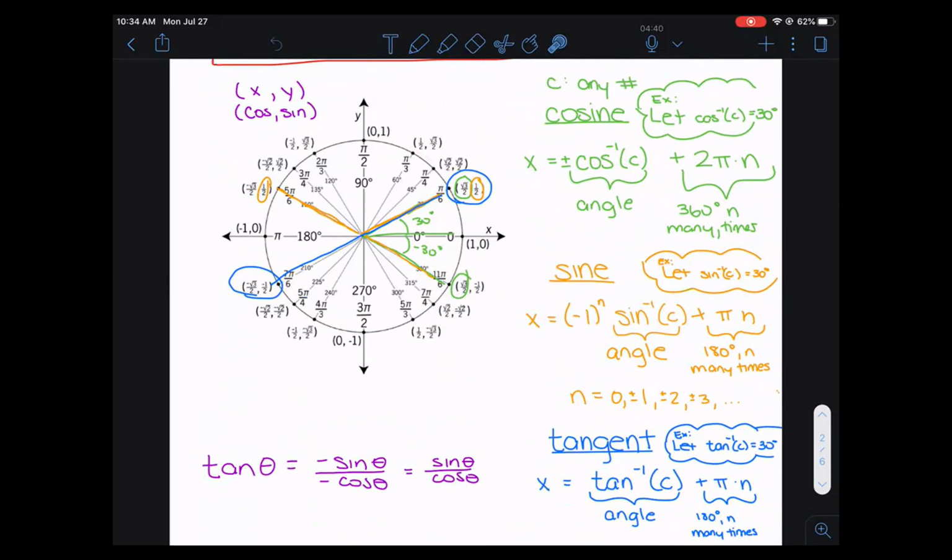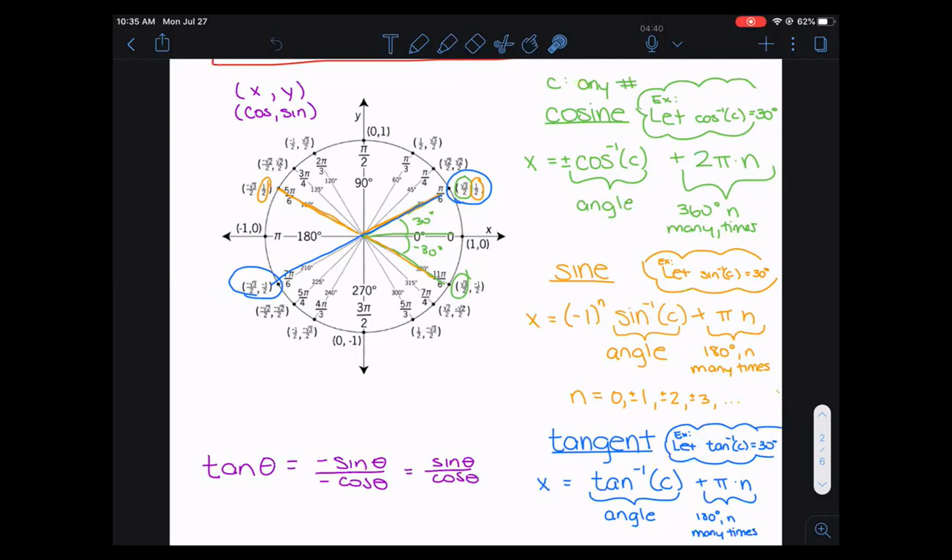And then tangent is exactly similar, but remember that tangent is actually negative sine over negative cosine. And negative sine over negative cosine is the same thing as sine over cosine. So that must mean that whenever you have either both positive or both negative, these are exactly the same values. So here you have the positive square root of 3 over 2 and 1/2. And here you also have the square root of 3 over 2 and 1/2. But these are both positive and these are both negative.